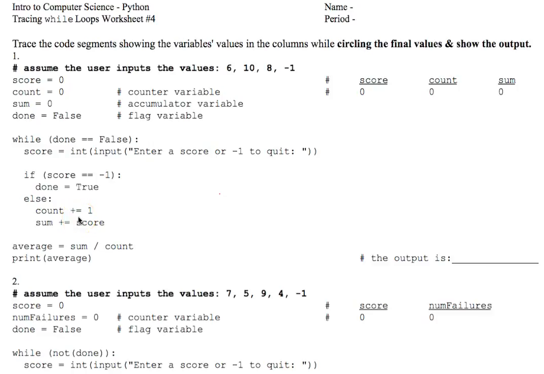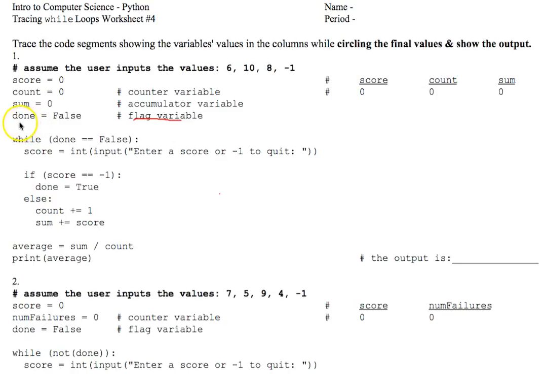Mr. Minnick here, helping my Python students with tracing while loops worksheet number 4. The new concept on this worksheet that we haven't seen on earlier worksheets in this series is the concept of a flag variable. A flag variable is a variable that's simply created to mark whether a condition exists or not, whether something's true or false and should continue or it should stop.